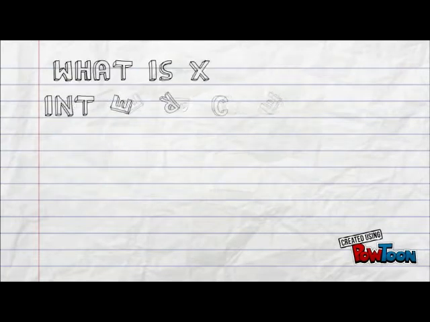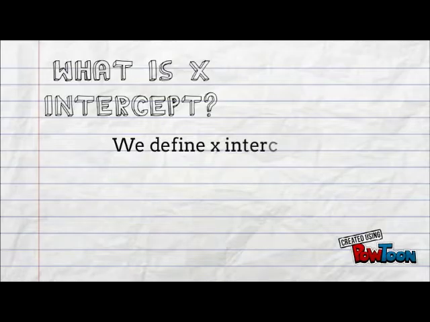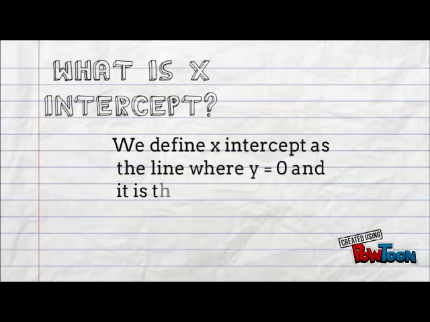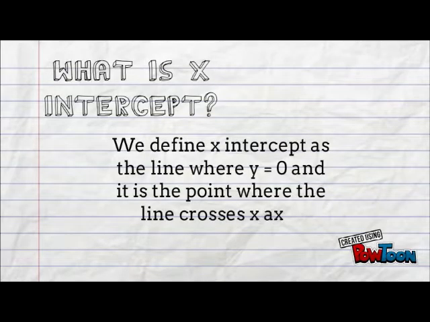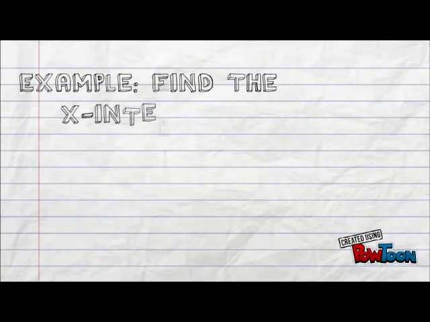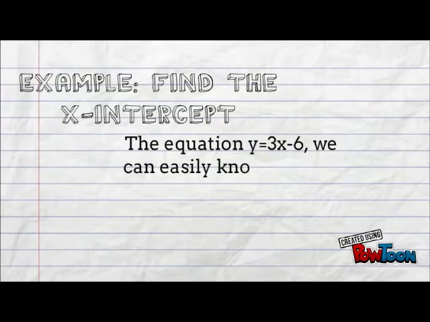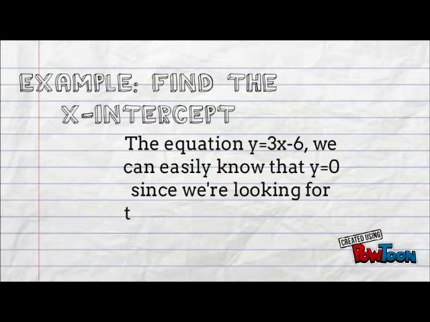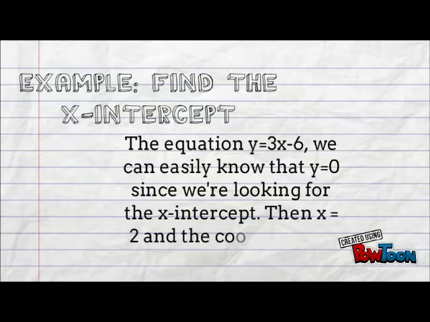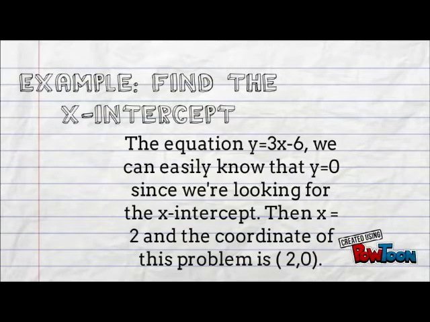So what is x-intercept? We define x-intercept as the point where y is equal to 0, and it is the point where the line crosses the x-axis. Example, find the x-intercept of the equation y is equal to 3x minus 6. We can easily know that y is equal to 0 since we're looking for the x-intercept. Then x is equal to 2 and the coordinate of this problem is 2, 0.